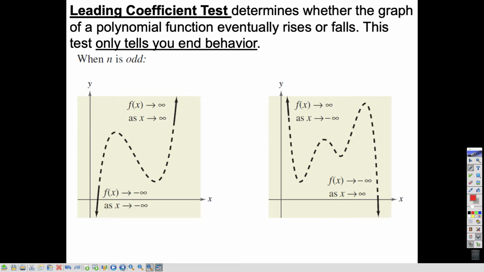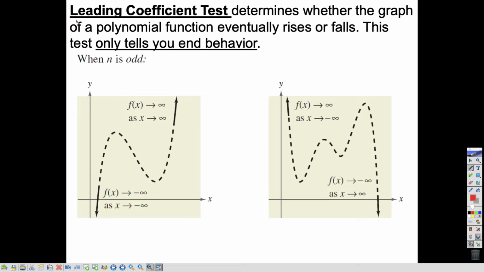Okay, now this is the leading coefficient test. You need to know that word. The leading coefficient test determines whether the graph of a polynomial function eventually rises or falls. It only tells you the end behavior. That is why everything in the middle is dotted. It tells you nothing else.